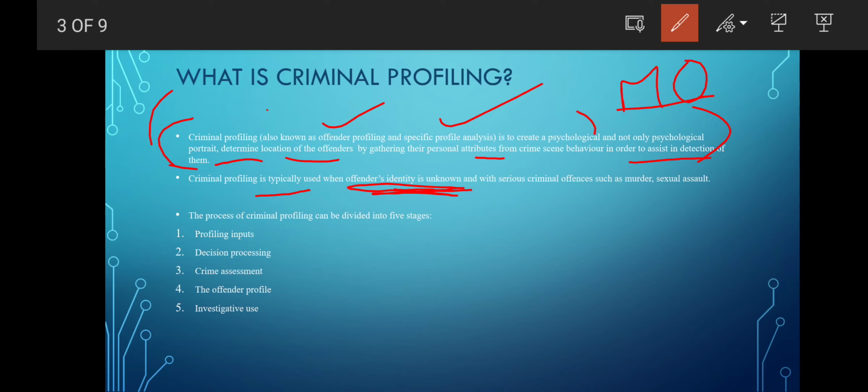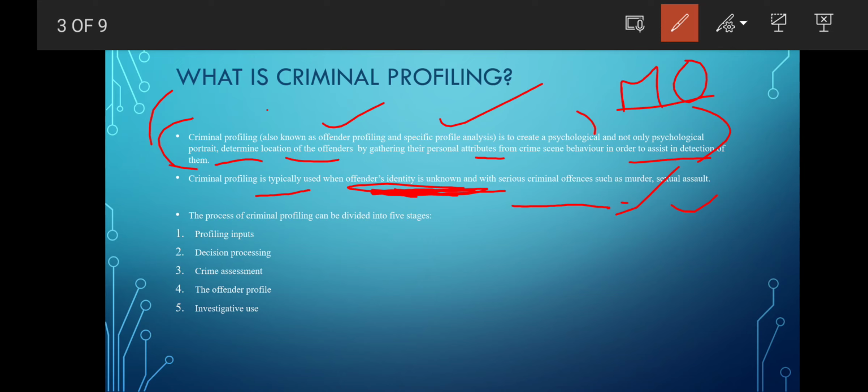In any case, like theft, or we can say robbery, the robber always uses a particular method to do the robbery, like removing his chappal outside the shops, or using a particular type of equipment to open the shelves, or we can say the safes. So it is used when the identity is unknown but the mode is known to them, and with serious criminal offenses such as murder and sexual assault. So in both these cases, this criminal profiling is used.